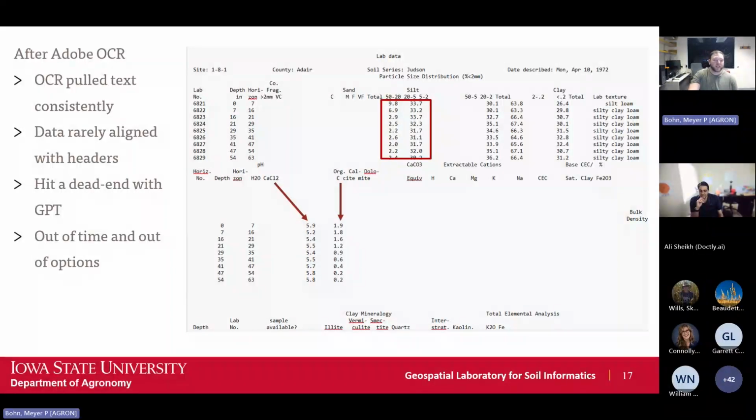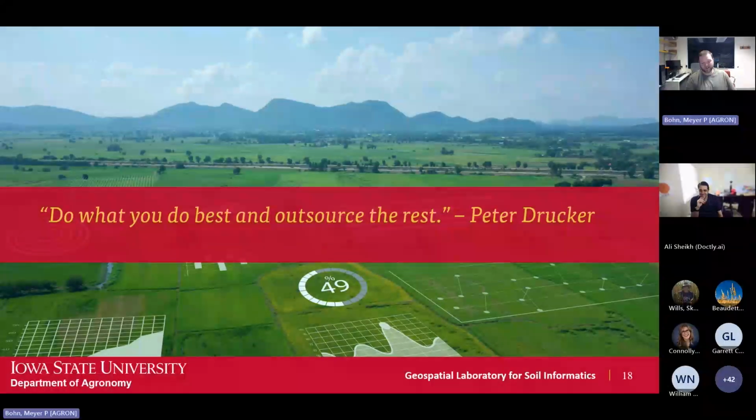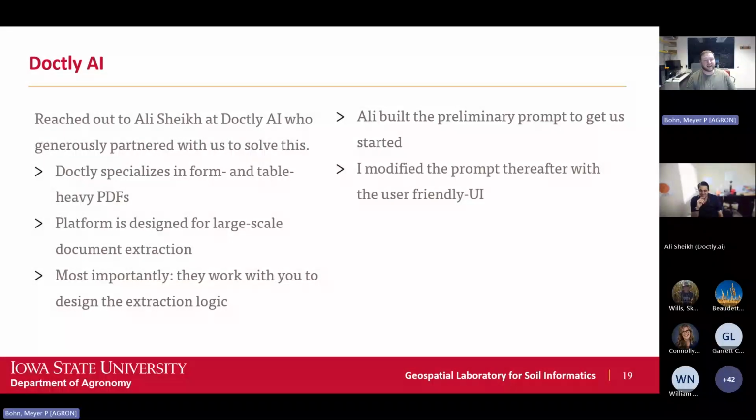So I had hit a dead end with ChatGPT. I was out of time, out of options. I needed help. When you need help, you should ask for help. Do what you do best and outsource the rest. So that's where Ali came in at Doctly AI, and he generously partnered with us to solve this problem.